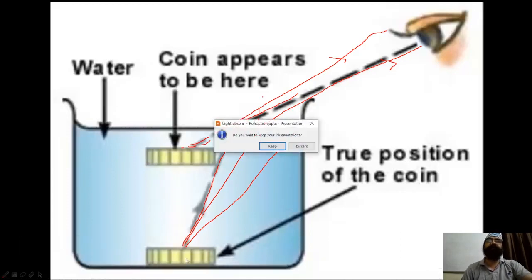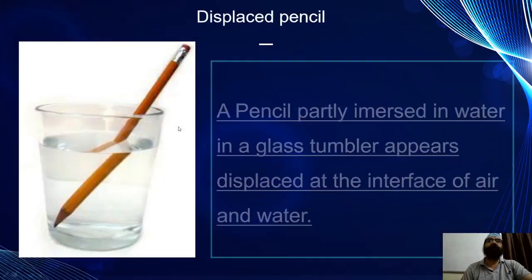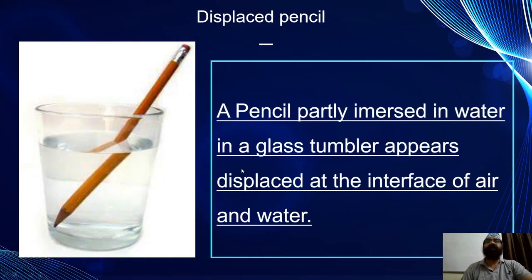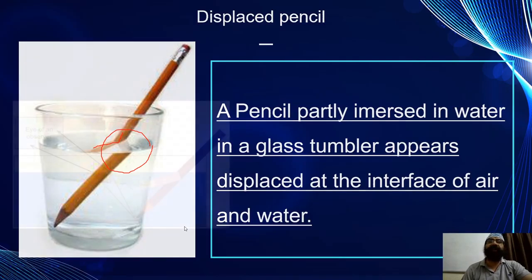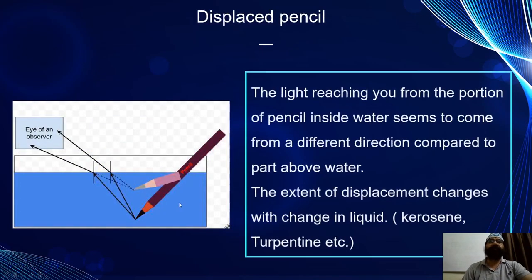Let's go there. Now all of you must have seen that when we immerse a pencil partially in water, which means half the pencil is in one medium, that is air, and half the pencil is in water, then what happens? The pencil appears displaced. The pencil appears bent. Got it? So how does this happen? This again happens because of refraction of light. Let's go to the next slide to understand it better.